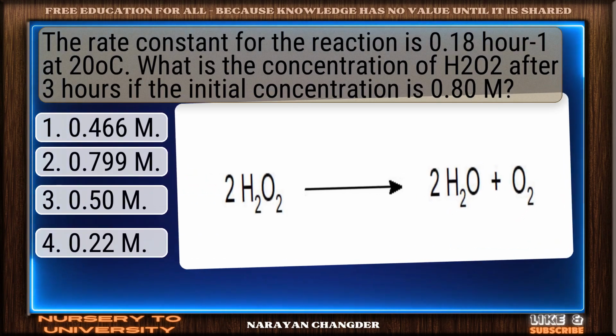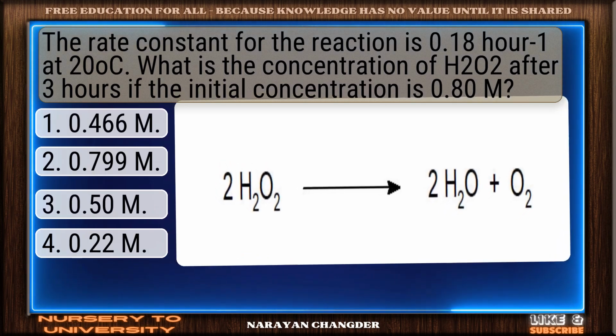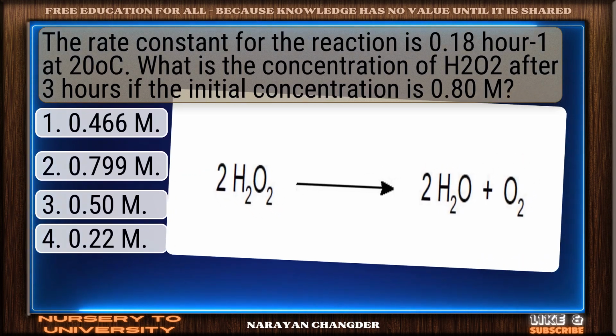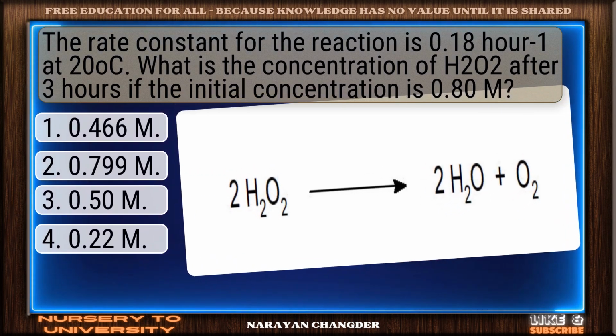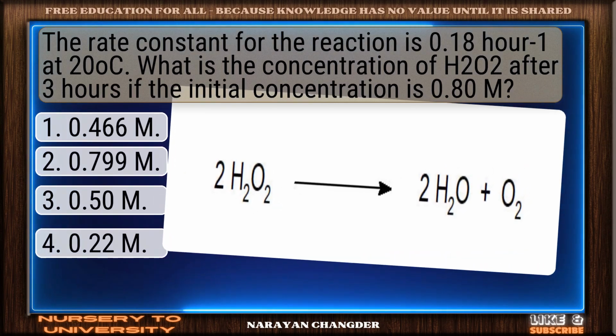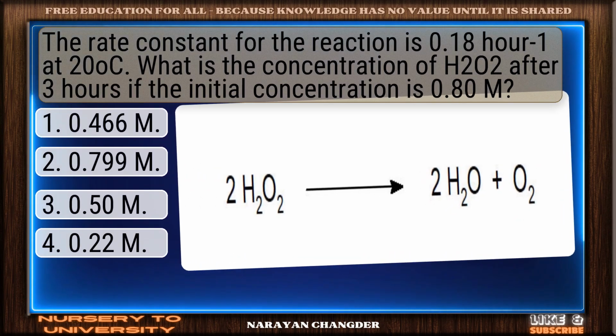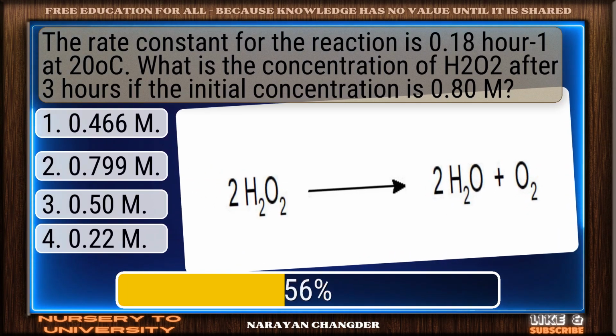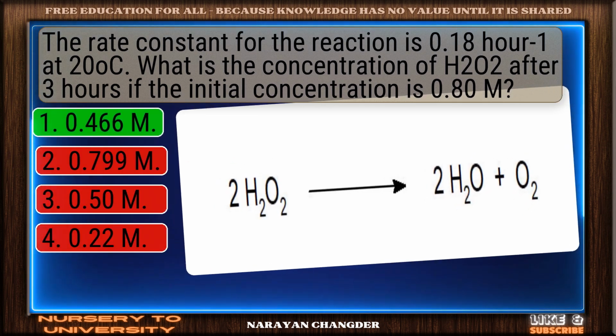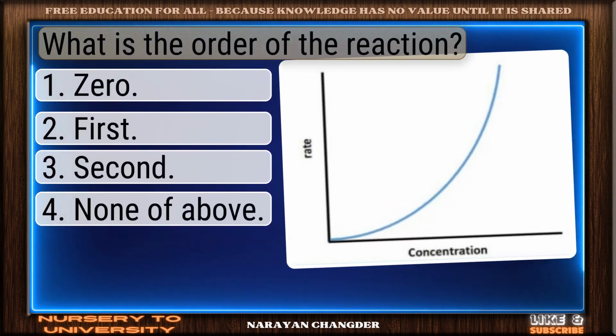The rate constant for the reaction is 0.1 per hour. What is the concentration after 3 hours if the initial concentration is 0.80 M? Option 1, 0.466 M. Option 2, 0.799 M. Option 3, 0 M. Option 4, 0.22 M. Well done, 0.40.